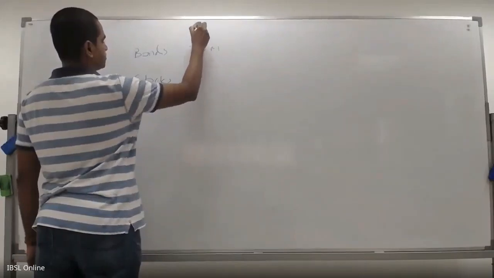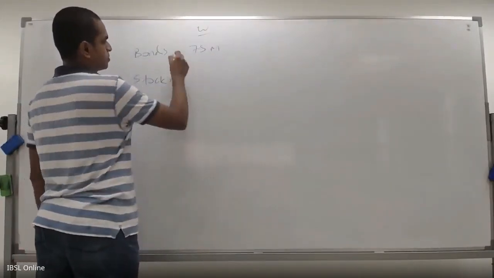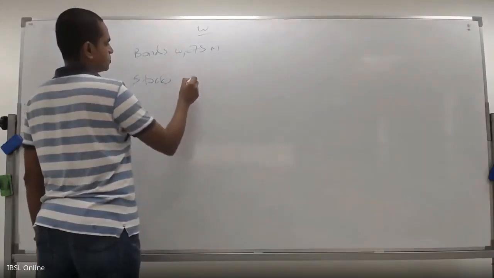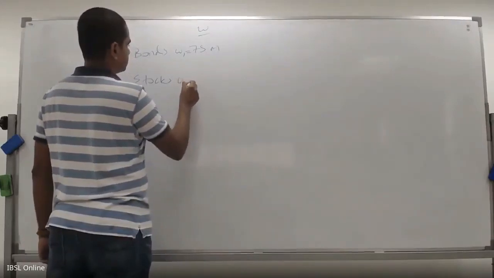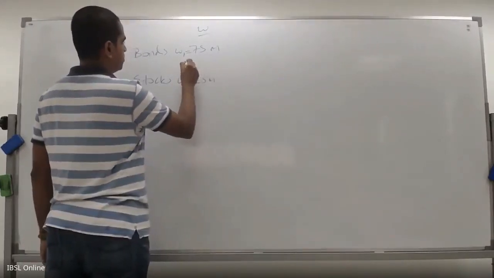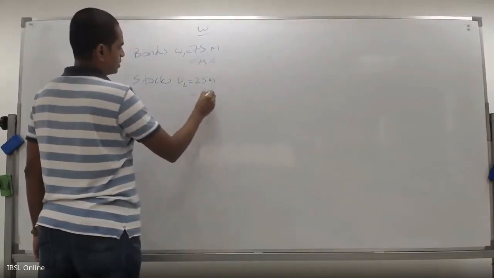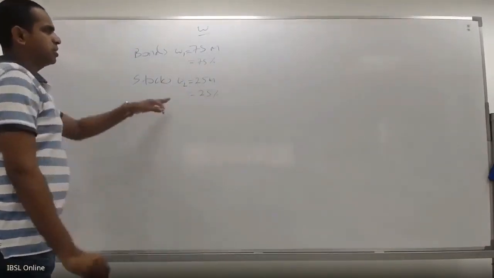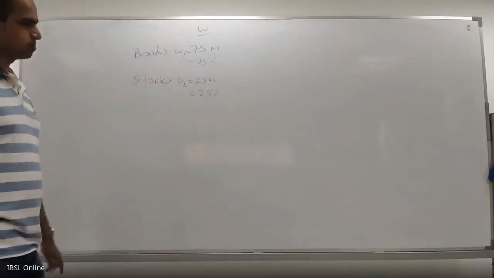Bonds are 75 million, and these are the weights. This is W1. Stocks you have 25 million. So W1 is 75%, W2 is 25%. Right? So out of a total of 100, you have 75 in bonds, 25 in stocks.